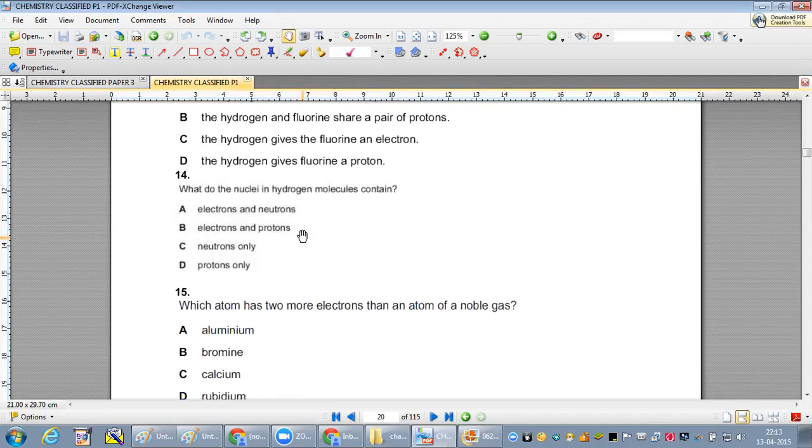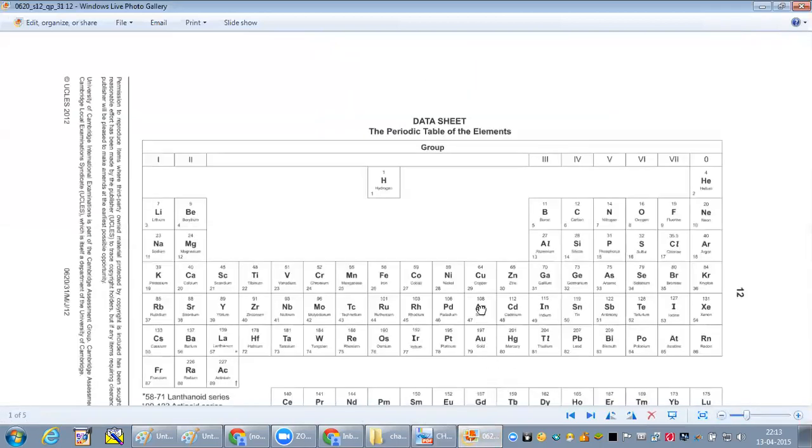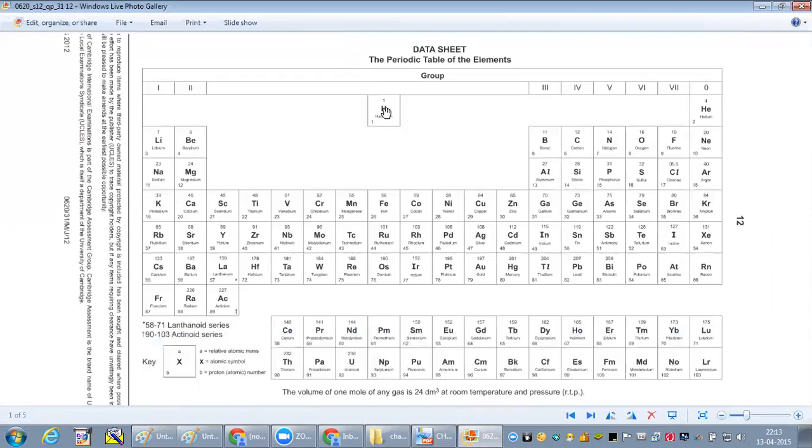Hydrogen is the only atom which does not have any neutron. Rest, all the elements in the periodic table have one or more neutrons. So this is the only atom, hydrogen, that's having a proton and an electron but no neutron.